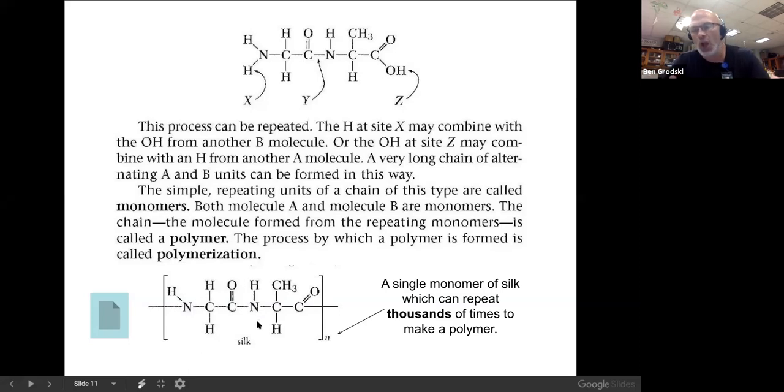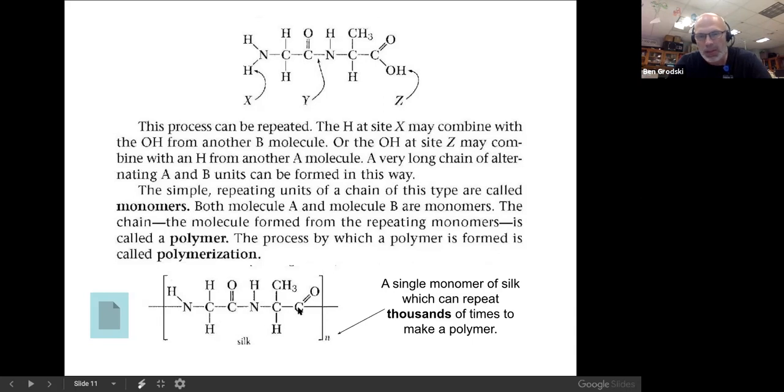And what they love to show in polymers, because they're incredibly long, you're never going to write the entire formula of a polymer because they can repeat thousands and thousands of times. So you would never write the molecular formula or the structural formula that way. What we do to show that this repeats over and over, we show brackets, and then we show this little number n to remind us that that repeats some number of times. So this is the monomer of silk.